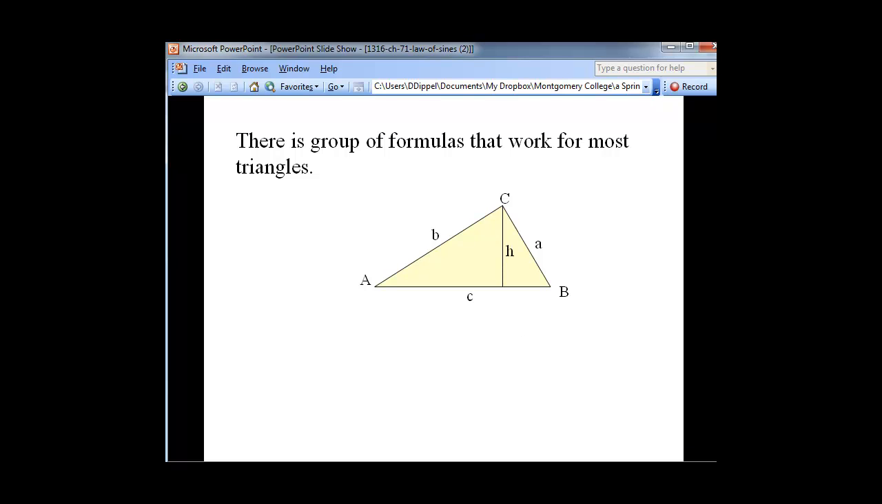If we draw in a vertical perpendicular height, call it h, we know that the sine of A is opposite h divided by hypotenuse b, because it's this A, C, and then the height triangle. Then if we look at B, sine B is h over a. If you move the b over, you get b sine A is equal to h. Then if sine of B is h over a, and you move the a over, you get a sine B. You notice these are both equal to h, so we can set them equal to each other.